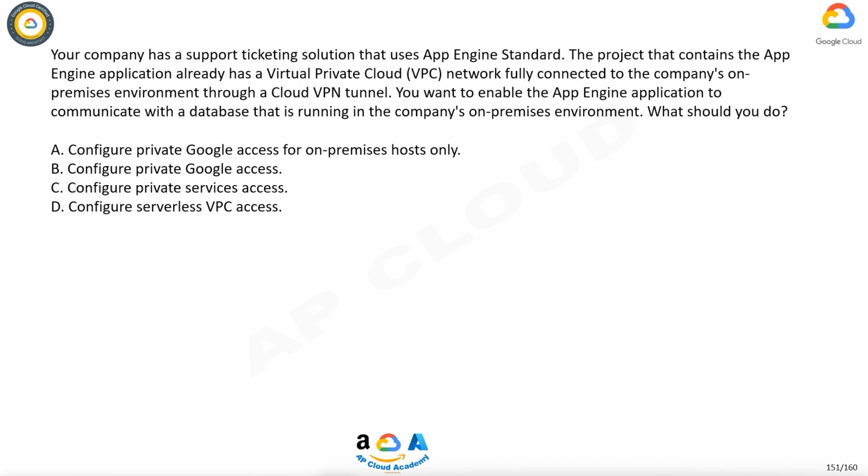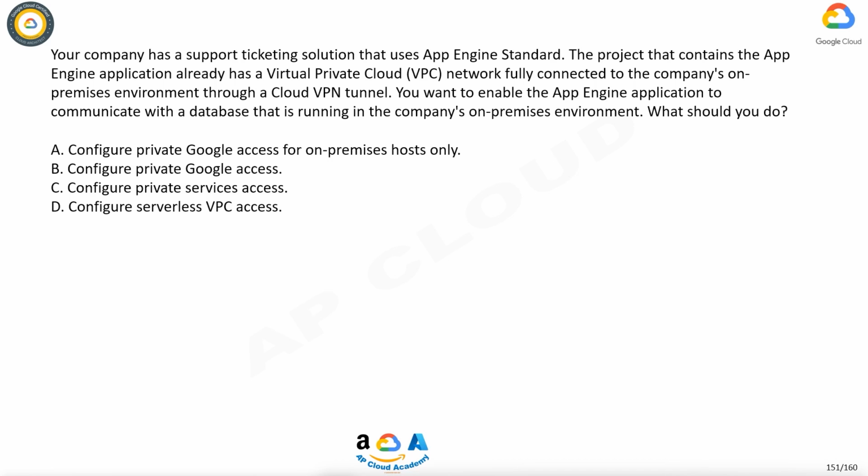Your company has a support ticketing solution that uses App Engine Standard. The project that contains the App Engine application already has a virtual private cloud (VPC) network fully connected to the company's on-premises environment through a Cloud VPN tunnel. You want to enable the App Engine application to communicate with a database that is running in the company's on-premises environment. What should you do?